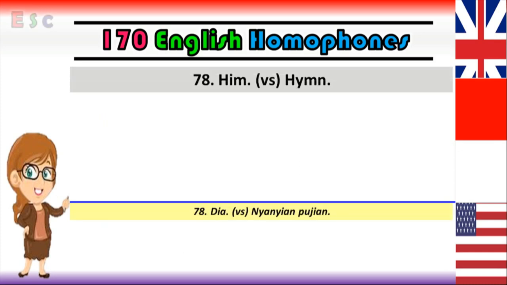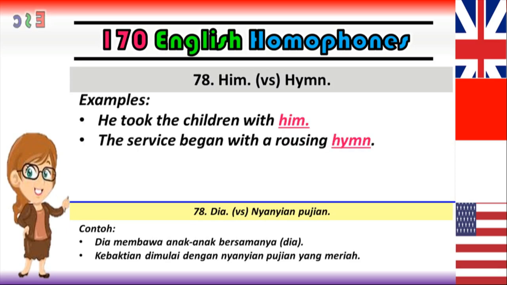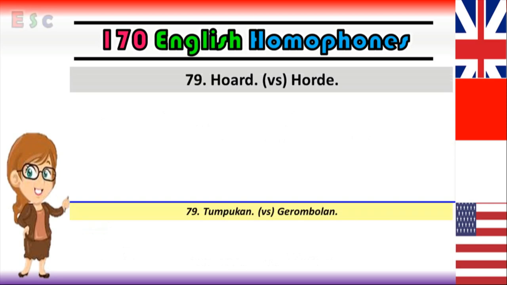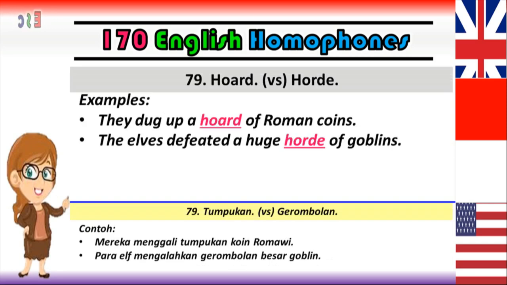78. Him versus hymn. Examples: he took the children with him. The service began with a rousing hymn. 79. Hoard versus horde. Examples: they dug up a hoard of Roman coins. The elves defeated a huge horde of goblins.